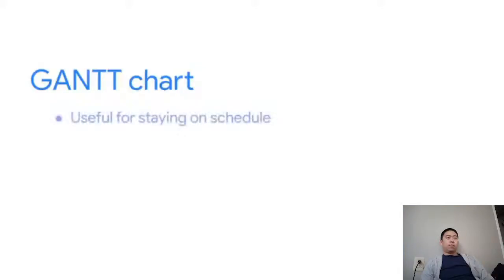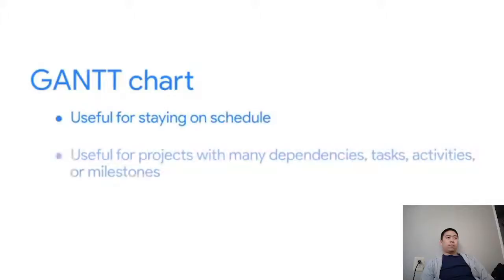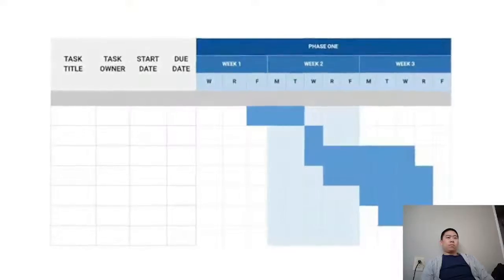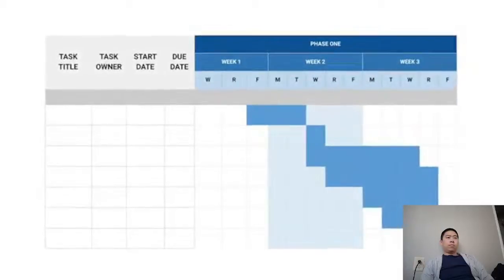A Gantt chart measures tasks against time and includes useful information like who will own each task and what the order of the tasks should be. For this reason, it's a useful chart for staying on schedule and for projects with many dependencies or tasks or activities or milestones that are reliant on one another. It's also a helpful chart for teams with a lot of people because ownership and responsibilities are explicitly laid out visually. As you track and move along sequentially over time, this starts to look like a waterfall, hence why Gantt charts are commonly used in waterfall project management.